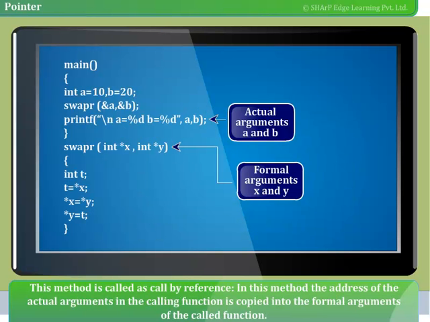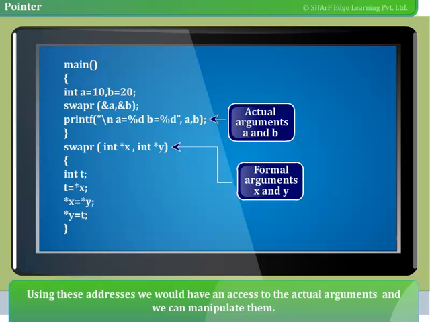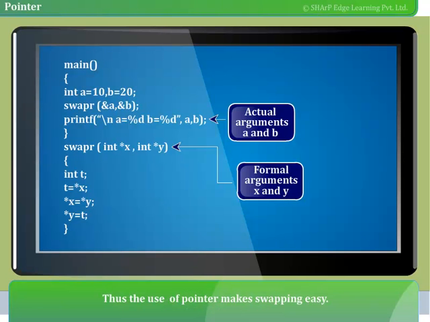This method is called call by reference. In this method, the addresses of the actual arguments in the calling function are copied into the formal arguments of the called function. Using these addresses, we have access to the actual arguments, and we can manipulate them. Thus, the use of pointers makes swapping easy.